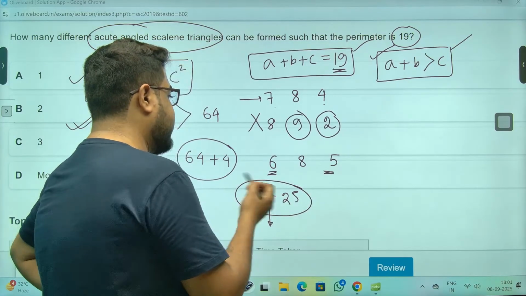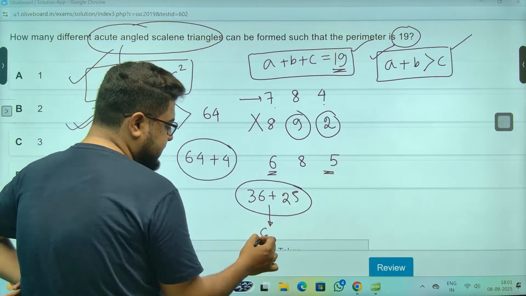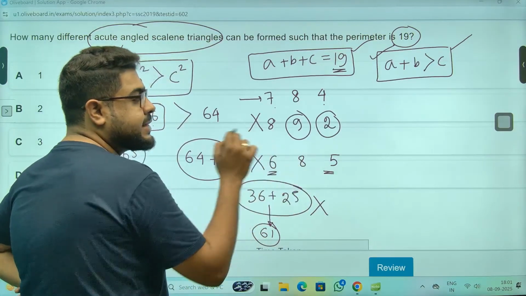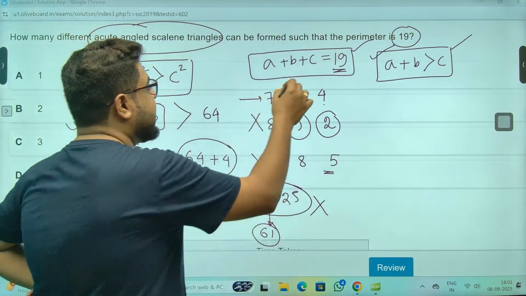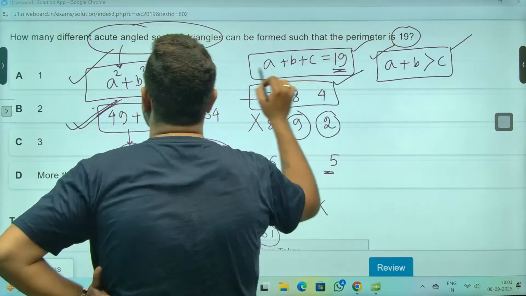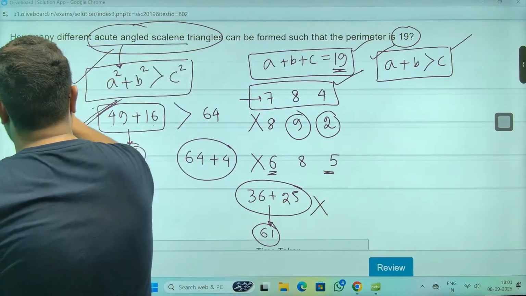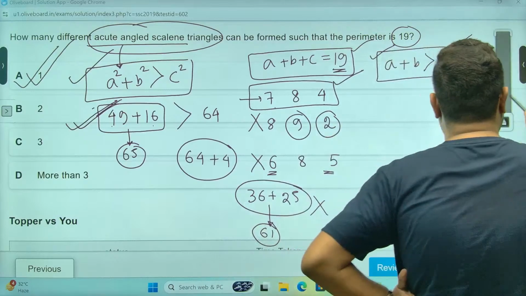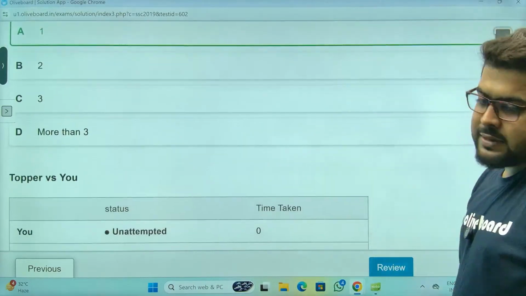Sir, this is 35, 25. 60, 61. No, sir, this is also not possible. This is less than 64. So I'm only getting one pair. The answer is 1, sir. How many different triangles possible, sir? Only one pair is possible. Only one such pair is possible, sir. That is the answer.